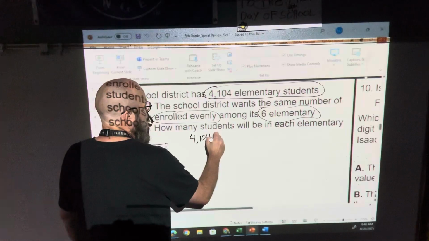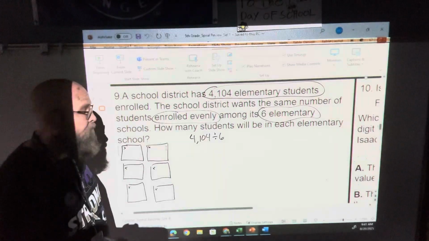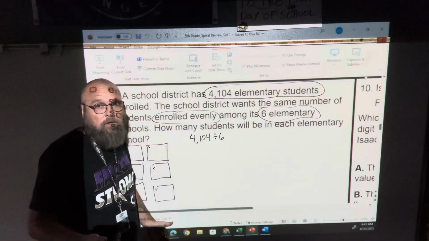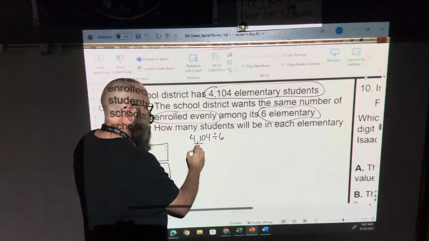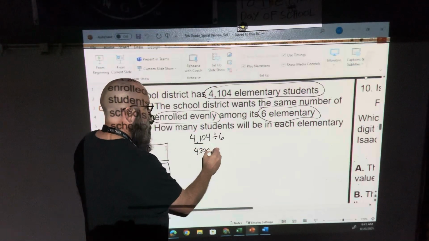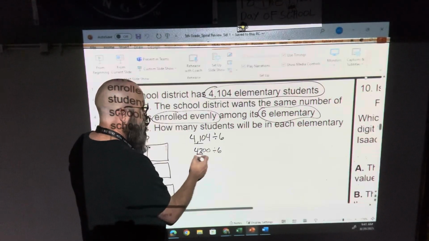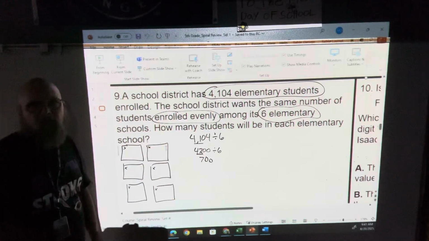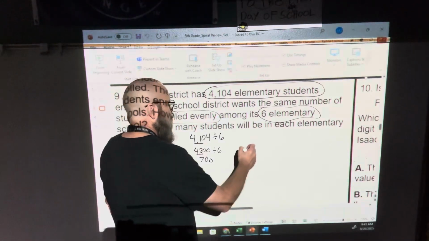4,104 divided by 6. If I estimate here, I have to use some knowledge of division, or actually I have to know some knowledge of multiplication. And I know 6 times 7 equals 42. So if I do 4,200 divided by 6, 6 is going into 42, sorry, 4,200. 6 goes into 42 7 times, and so my answer would be somewhere around 700. I still estimate even on division. I always estimate.